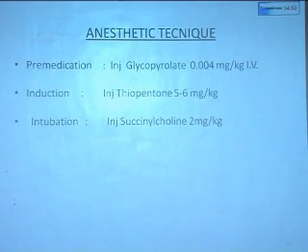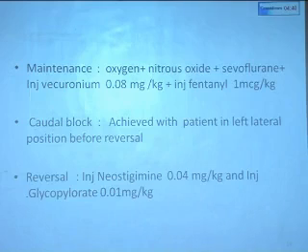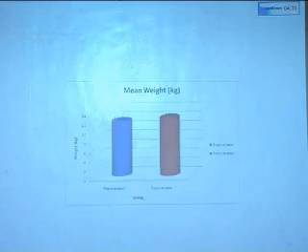Standard general anesthetic techniques were applied. Patients were pre-medicated with injection glycopyrrolate IV 0.004 mg per kg. Patients were induced with injection thiopentone 5 to 6 mg per kg and intubated with injection succinylcholine 2 mg per kg. Maintained on oxygen plus nitrous oxide plus sevoflurane, and injection vecuronium was given intermittently 0.08 mg per kg plus injection fentanyl 1 microgram per kg. Caudal block was achieved in left lateral position before reversal. For reversal, we took injection neostigmine 0.04 mg per kg and injection glycopyrrolate 0.01 mg per kg.